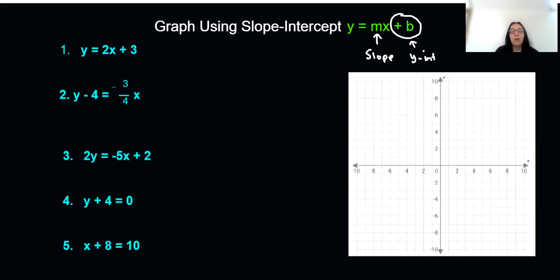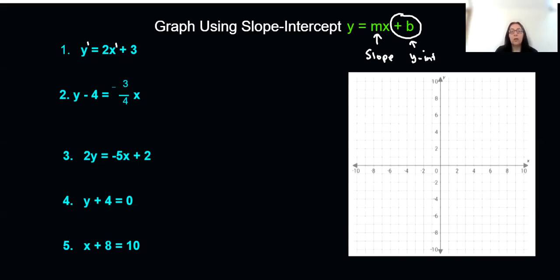So let's take a look at number one. Y equals 2x plus 3. Now, I know this is a linear equation because the exponents for the y and x are both 1. They're understood to be 1. And that's all we're working with in this playlist are linear equations. So all the exponents for the x and y's are understood to be 1s.